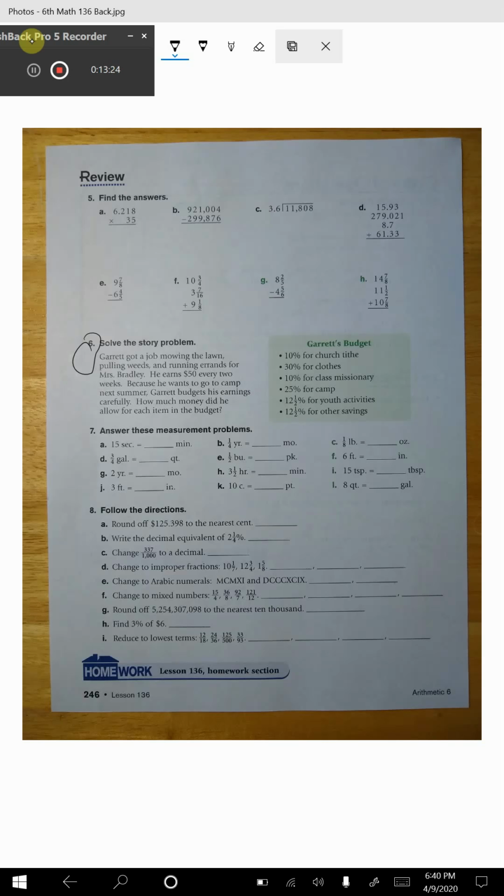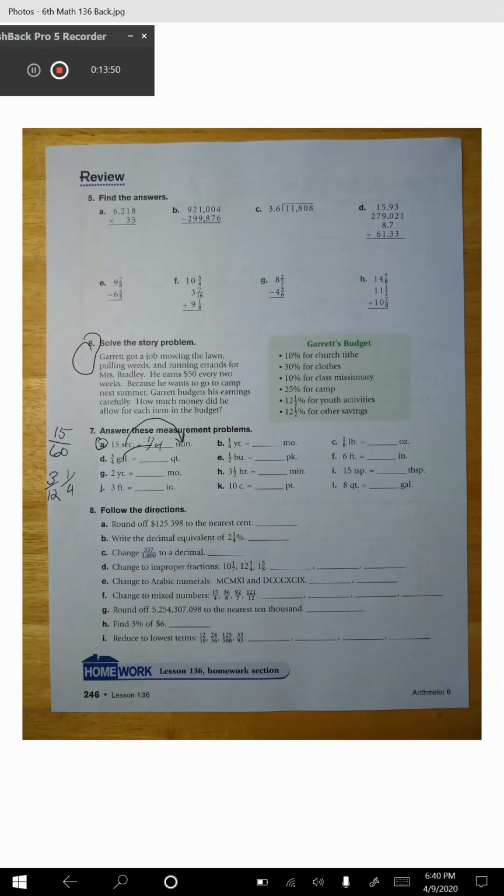So for 7a, if you have 15 seconds, how many minutes is that? So you're going seconds to minutes, you're going to divide. So it's 15. How many seconds are in a minute? 60. You will have to reduce that. 5 goes into 15 3 times. 5 goes into 60 12 times, and that reduces again. So in the end, you get 1/4.